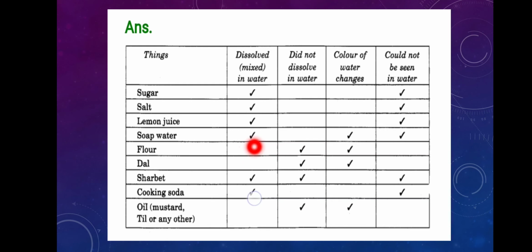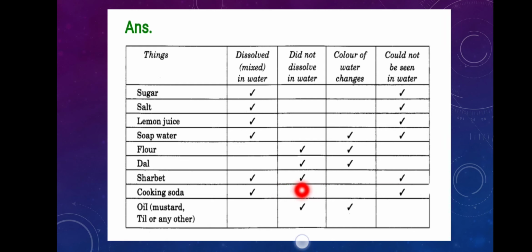Soap water can be easily dissolved, it cannot be seen in water. Now float will not be dissolved in the water, and the color of the water changes. Soap and float did not dissolve in water, and the color of the water changes. Okay, if you mix soap water, the color of the water changes. Dull does not dissolve in water, the color of the water changes. Sarbat dissolves in water.